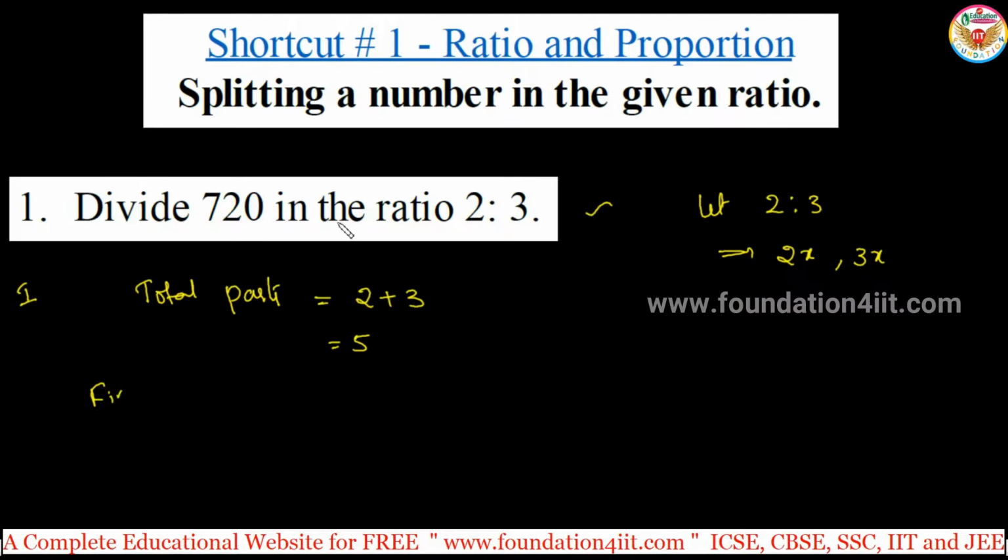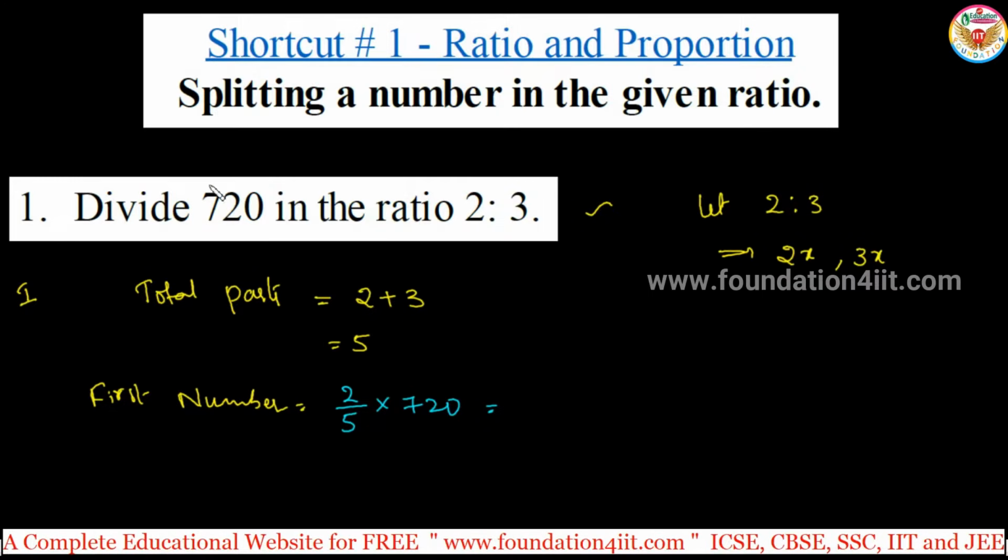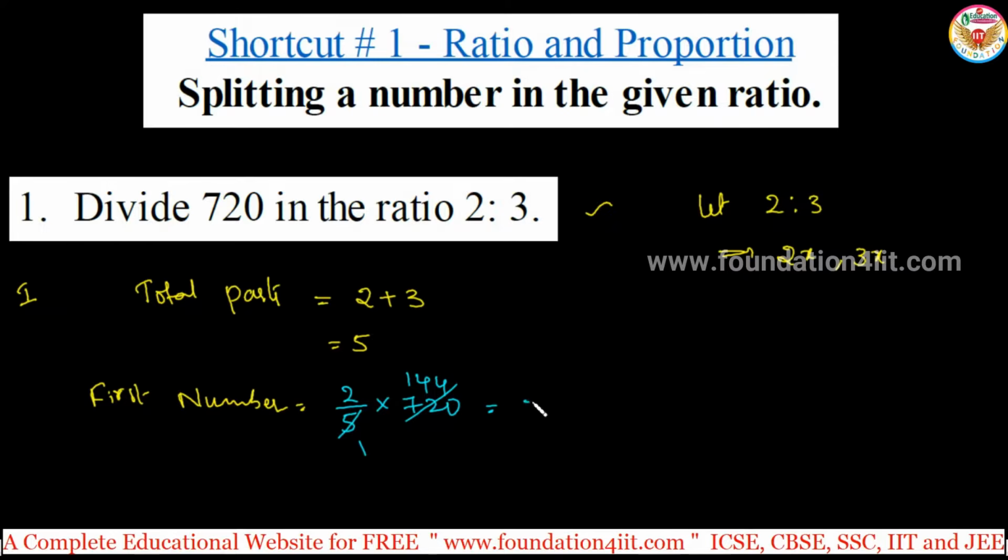So 720 in two parts, the ratio is 2 is to 3, right? The first number is based on the first part. First part is 2, total parts is 5, so 2 by 5 into 720. You can apply the cancelling method. 5 times 144 is 720, and 144 into 2 is 288. One part is 288.